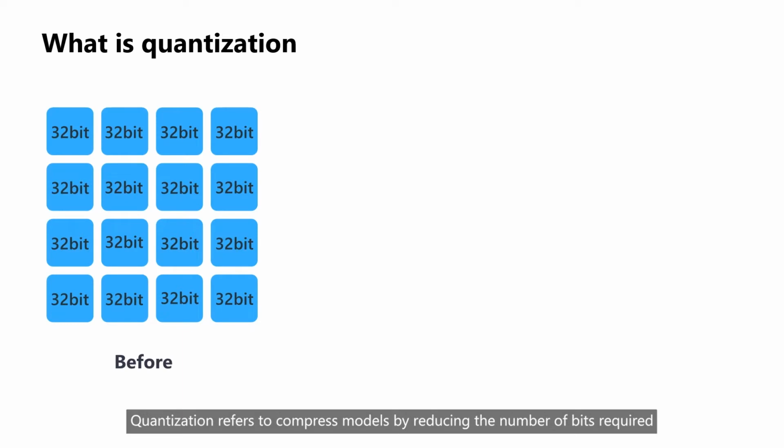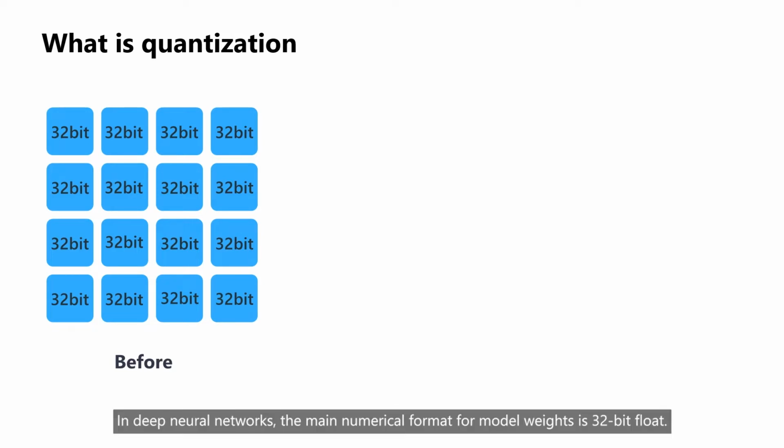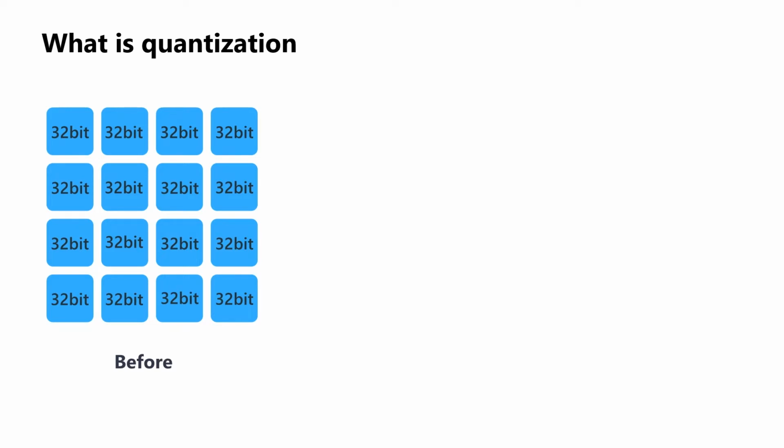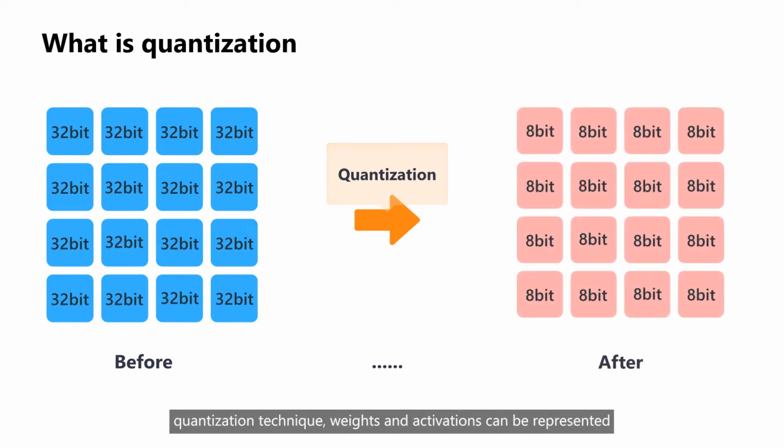Quantization refers to compressing models by reducing the number of bits required to represent weights or activations, which can effectively lower the computation cost and the inference time. In deep neural networks, the main numerical format for model weights is 32-bit float. Many research works have demonstrated that, by applying quantization techniques, weights and activations can be represented using only 8-bit integers without significant loss in accuracy.